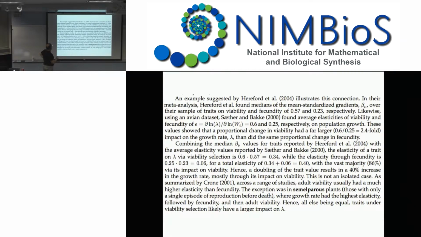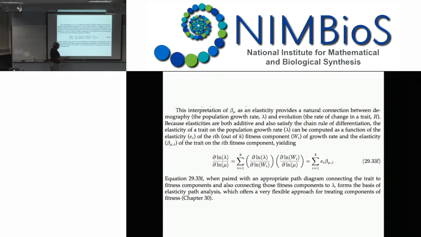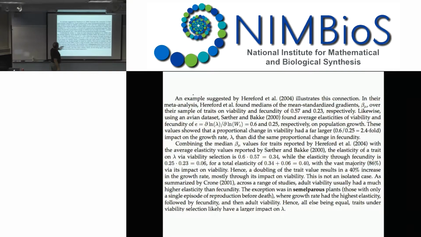So you put those together, what you can basically then ask is, what's the change that occurs via viability selection? Well, you can multiply elasticities here. So this is the elasticity of viability selection on growth rate. This is the elasticity of changes in the trait on viability selection. That gives you a value of 0.34.